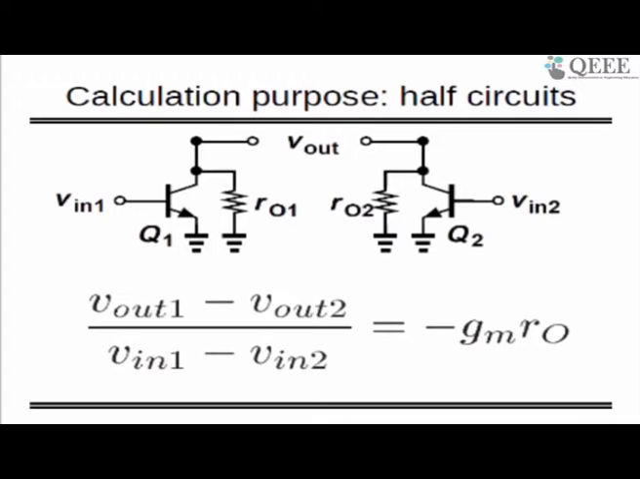So the main crux of the story is, if you are taking the half circuit approach, and there are two circuits, taking V out 1 minus V out 2 divided by V in 1 minus V in 2, the whole gain will be minus Gm times R out. And my R out can be found from the analysis which I have done. In this diagram it says RO1 and RO2, but these are equal to each other, and both are equal to one quantity called RO. That is what we expected. Okay.